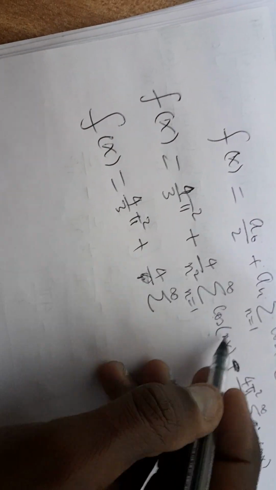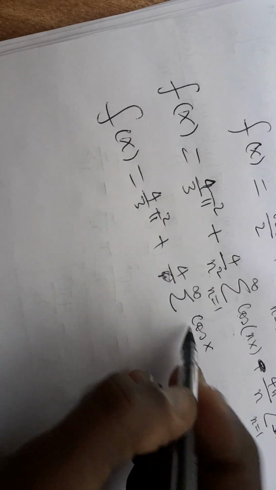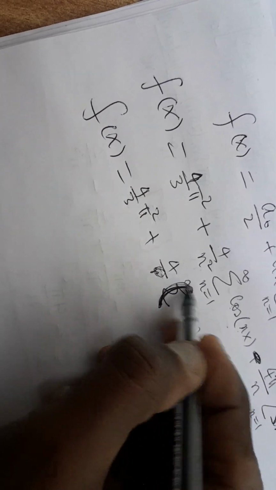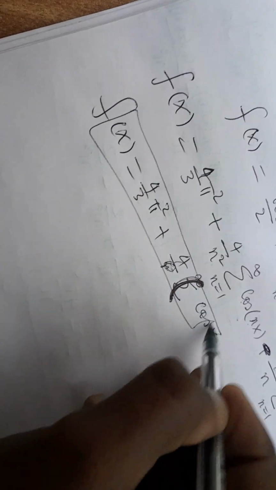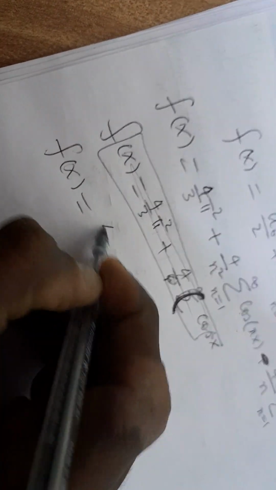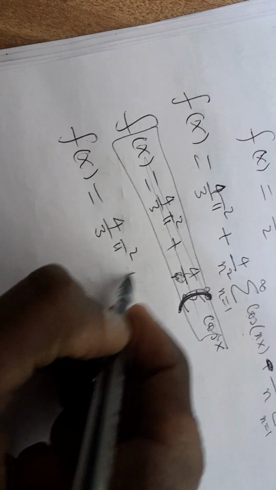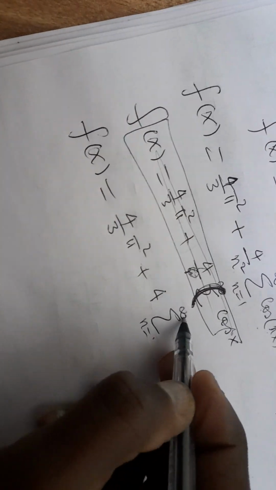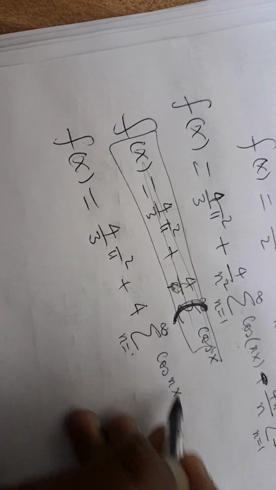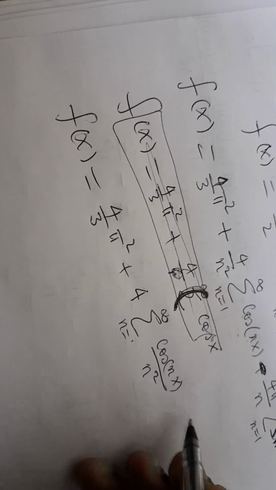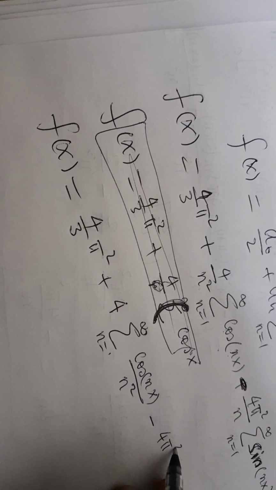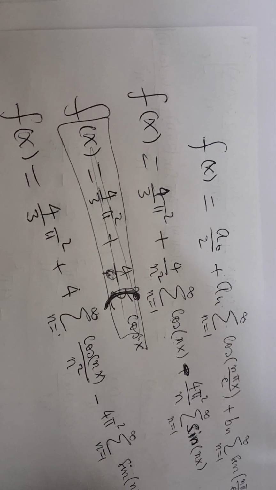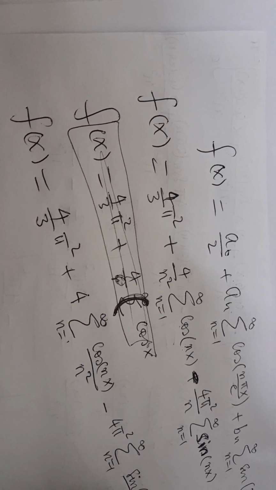When n is 1, it will be cos x. I'm just substituting for these terms. Let me just do this one. So f(x) will be 4 by 3 pi squared plus 4, this one, and so on, this one will be cos(nx) over n squared, minus 4 pi squared, and this one will be sin(nx) upon n.